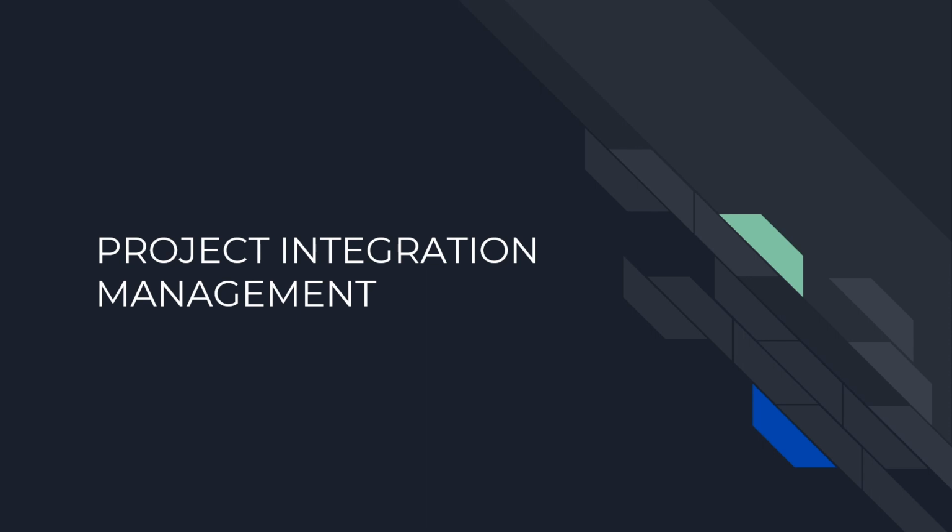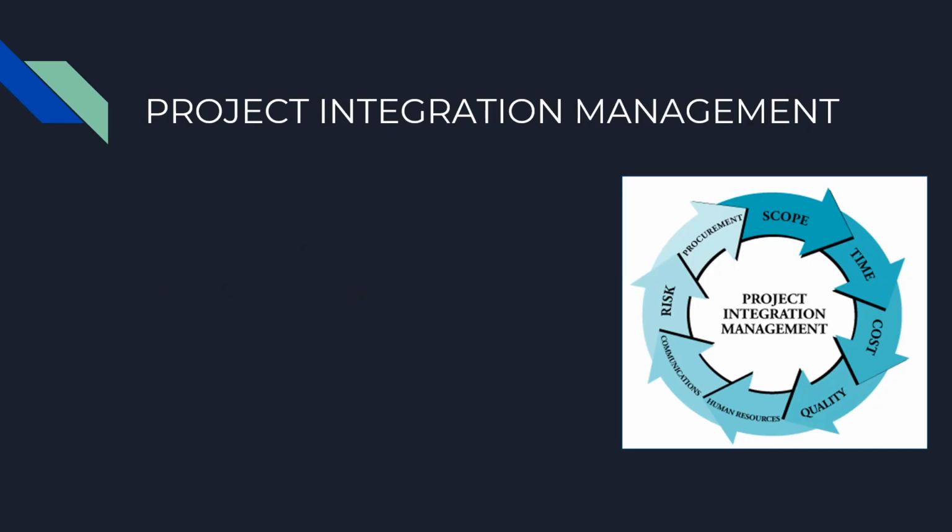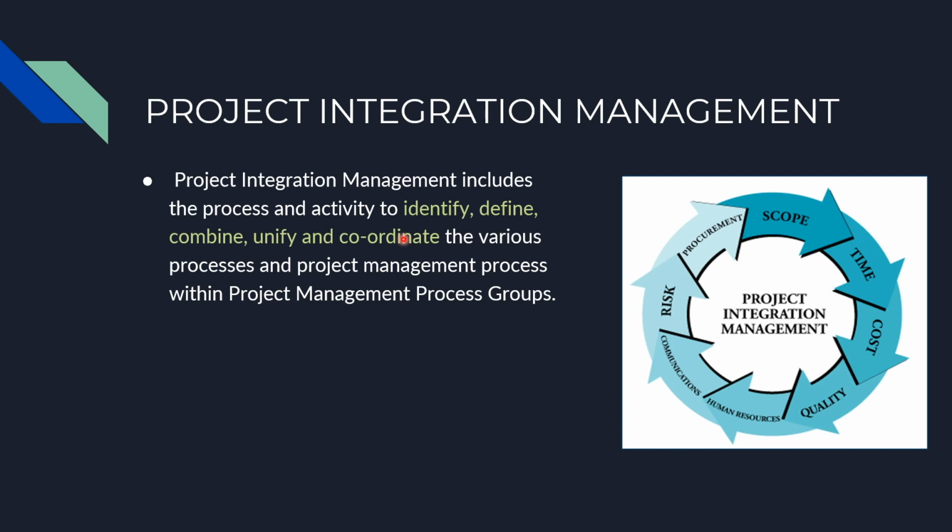So let's start with our topic for the day, which is project integration management. Keywords for project integration management are identify, define, combine, unify and coordinate the various processes and process management groups within the project management process groups. The different processes can be in terms of scope, time, cost, quality, human resource, communication, resources and procurement.